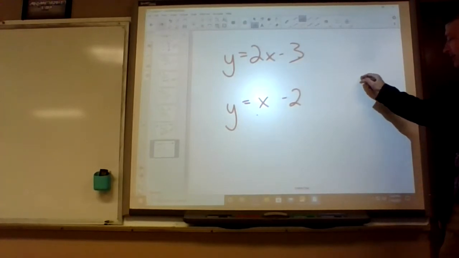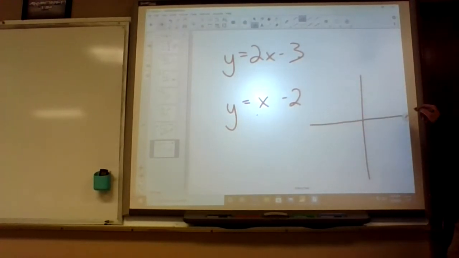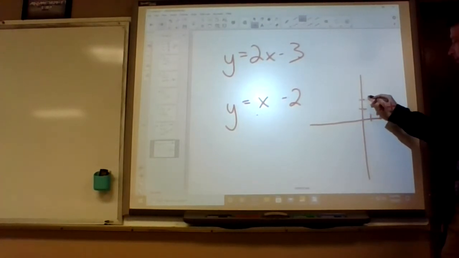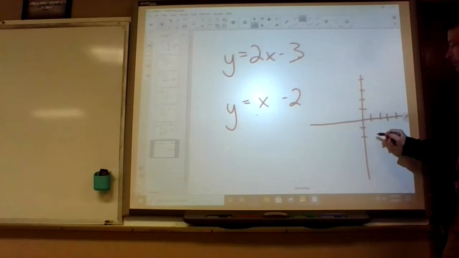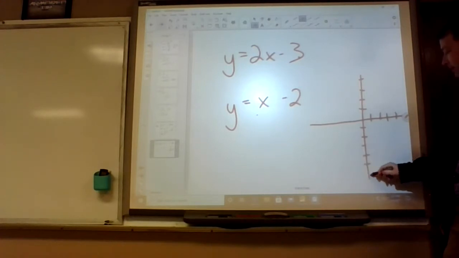All right, let's use the graphing. You guys, this is one of the questions that pretty much everybody got right on the test. Graphing the line. I guess because we just finished that chapter, it was fresh in your brain.